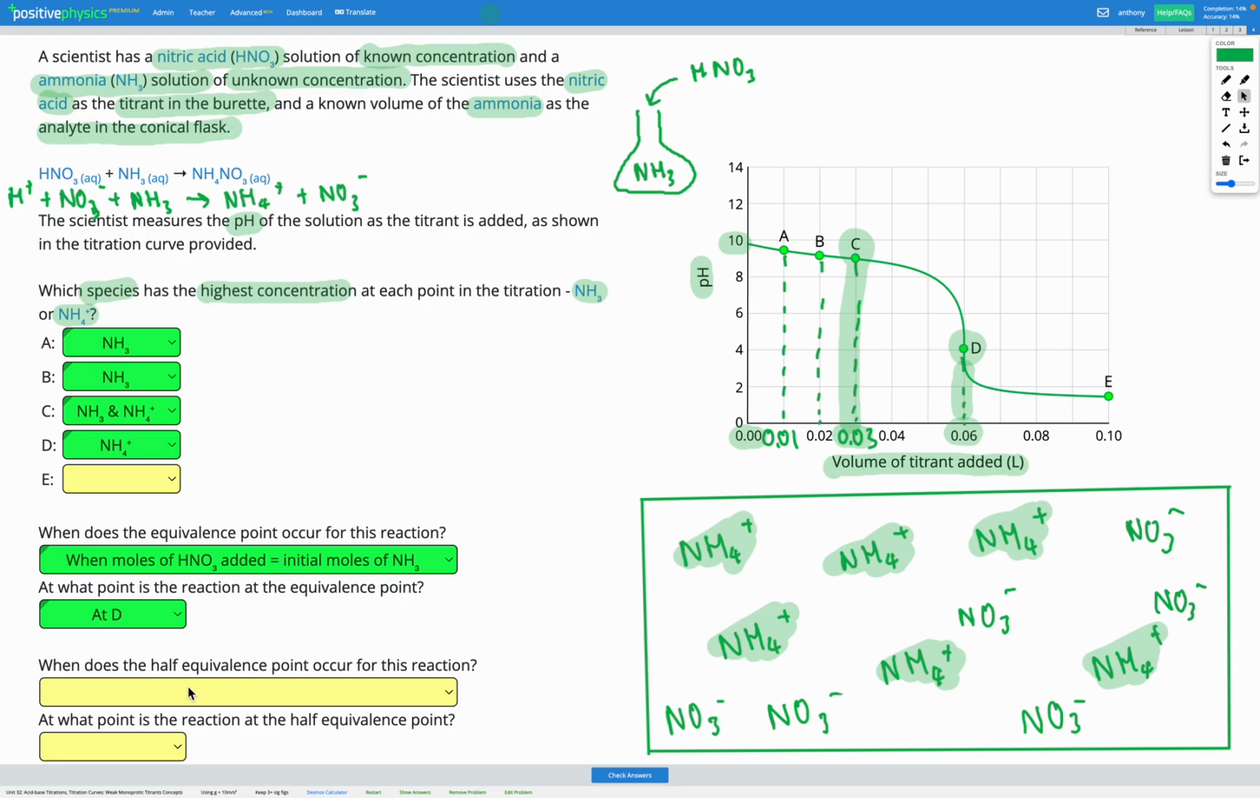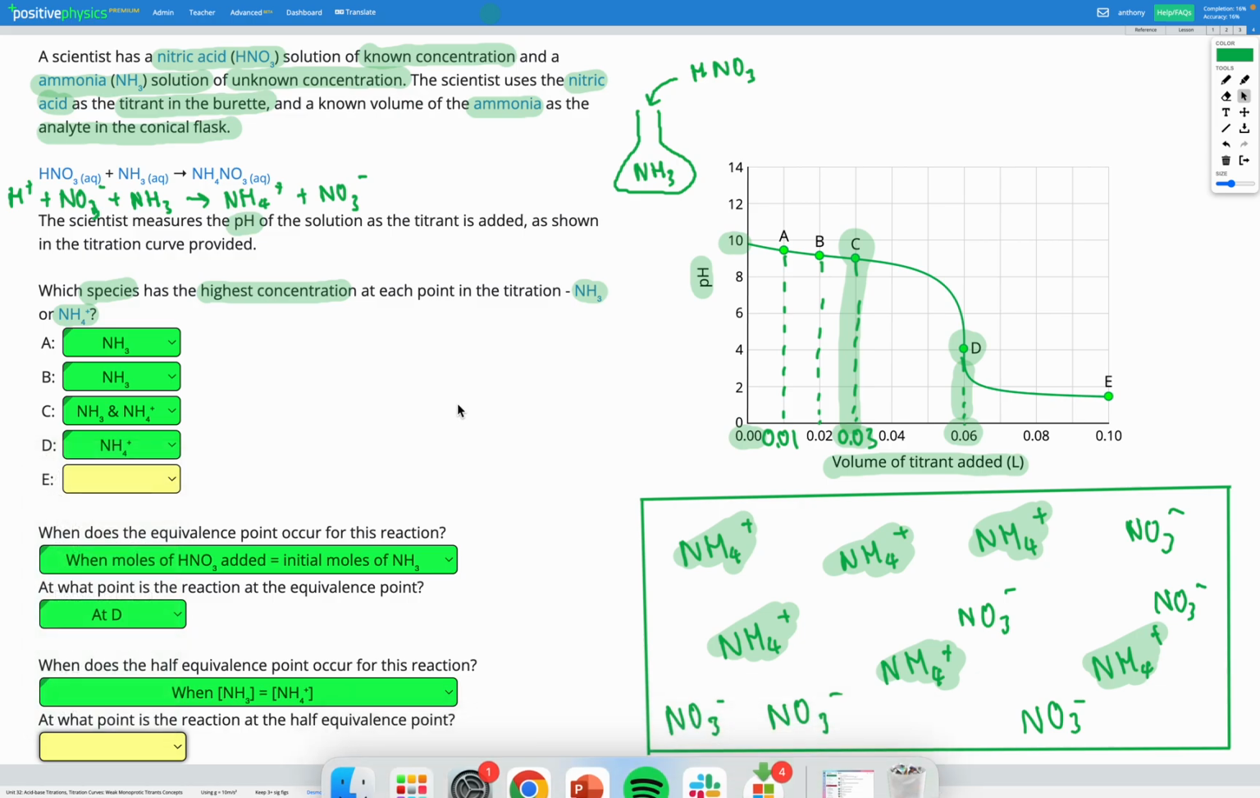Let's just fill in about our half equivalence point here. We said that's when our NH3 and NH4 plus have the same concentrations because half of what we originally had has been converted into NH4 plus, and that happens at point C on this diagram.